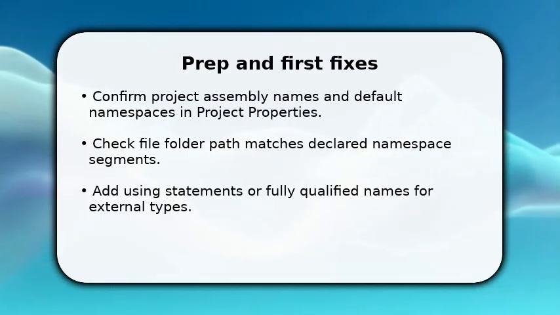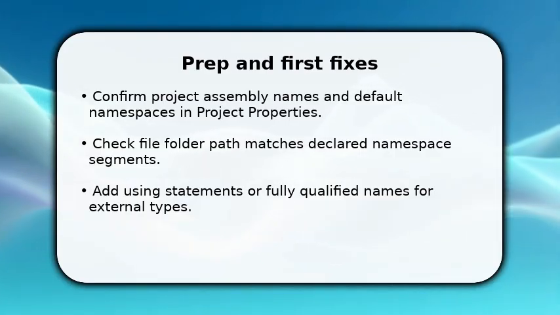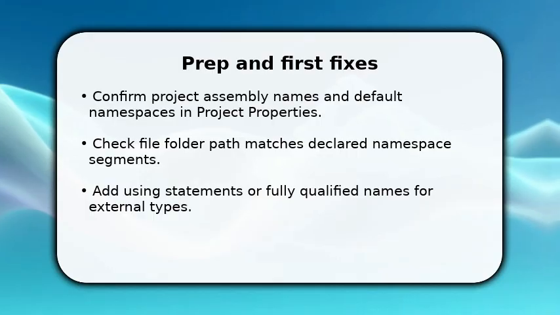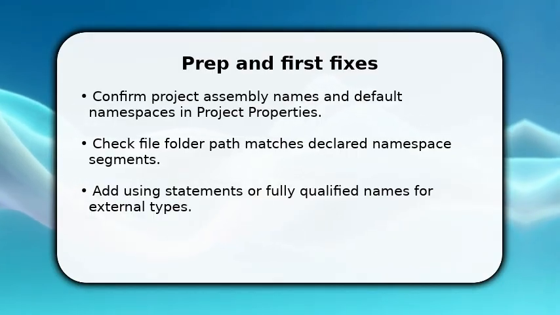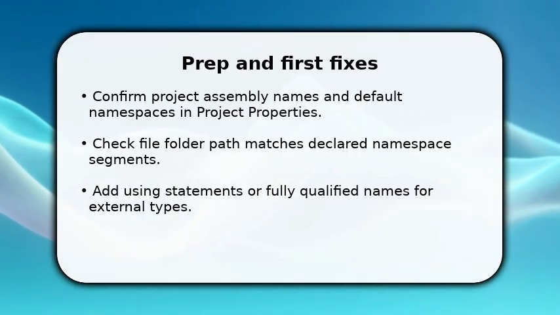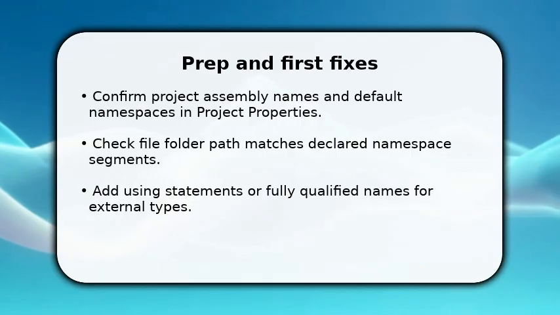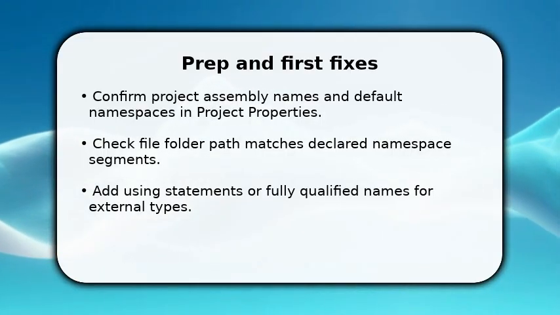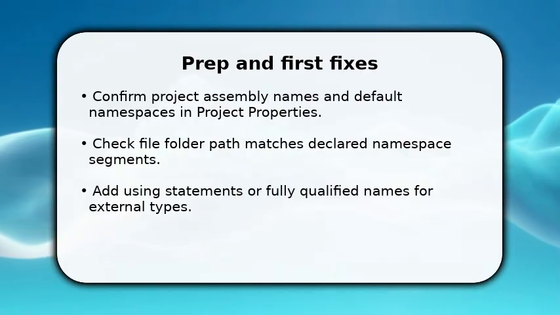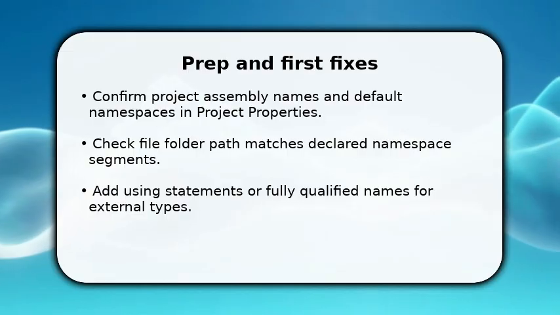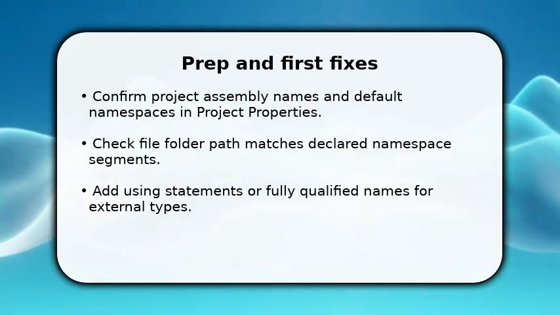You start by verifying the essentials: project assembly name, target framework, and each file's declared namespace. Once done, open the file and compare its namespace to the folder path and project properties. Mismatches cause the error. If the type is in another project, add a project reference, then a using statement, or use the fully qualified name. Make sure referenced projects build successfully so the compiler can resolve types during the next build.